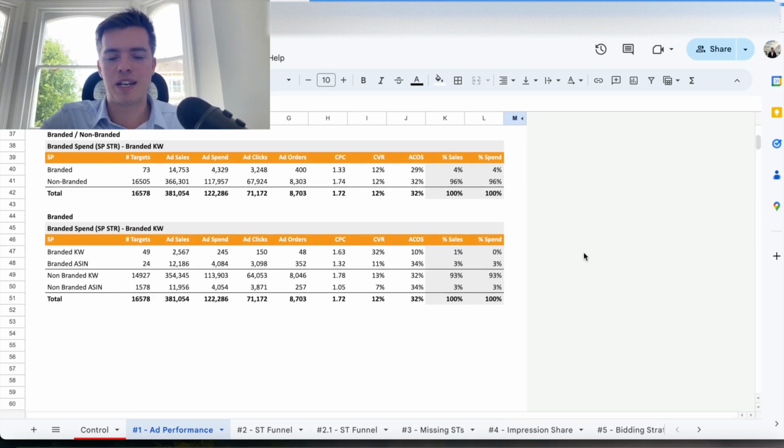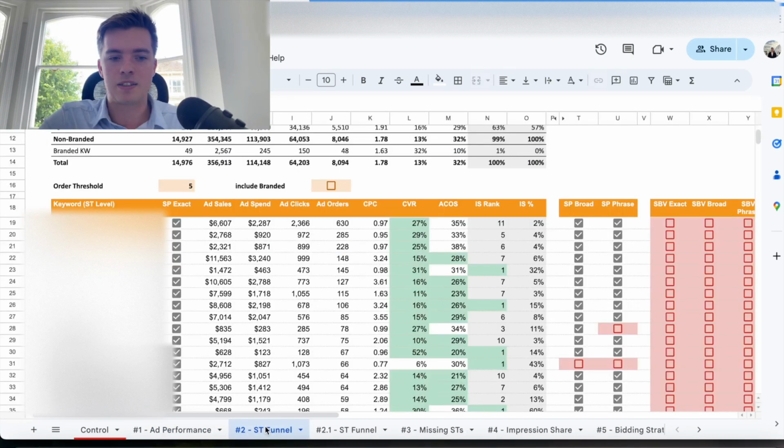You also want to be looking at a nice comparison that shows you branded versus non-branded. So here gives you a pretty good breakdown of that. So branded keywords and branded ASINs, comparison and conversion rate versus non-branded keywords and keyword targeting. So important to break it all down, see exactly where you're at in terms of ad spend.